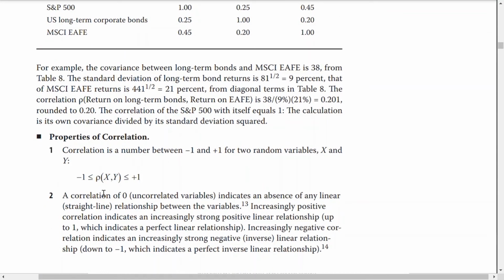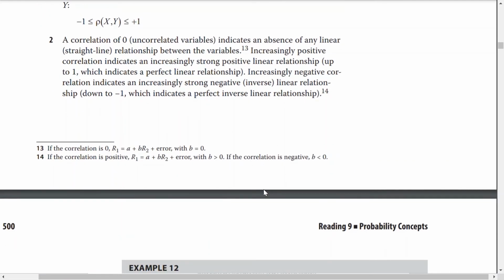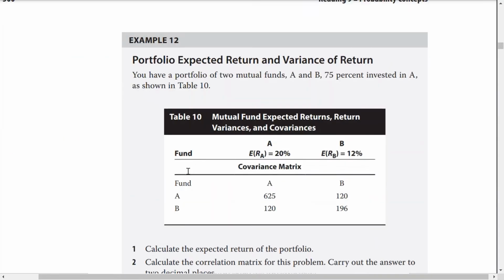A correlation of 0, or uncorrelated variables, indicates an absence of any linear relationship between the variables. Increasing positive correlation indicates an increasingly strong positive linear relationship, up to 1, which indicates a perfect linear relationship. Increasingly negative correlation indicates an increasingly strong inverse linear relationship, down to -1, which indicates a perfect inverse linear relationship. Okay, example 12.